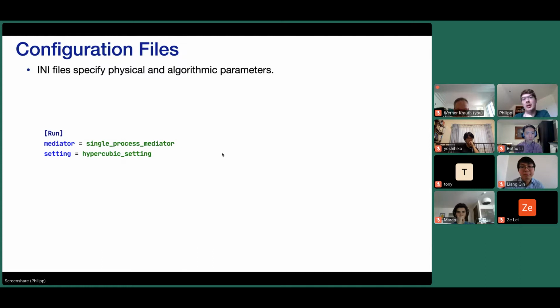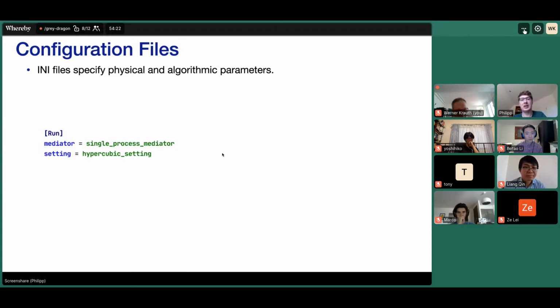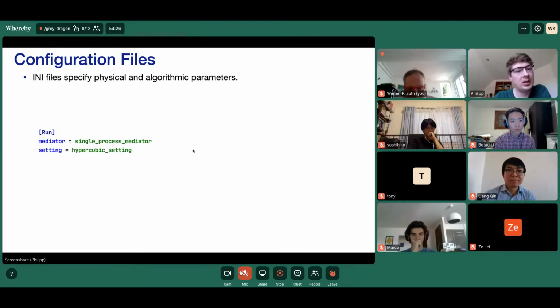We have another one, which is the multi-process mediator, where each event handler uses its own process, as I described earlier. The other property, the setting, expects the setting you want to use. So in this case, I want to use the hypercubic setting.